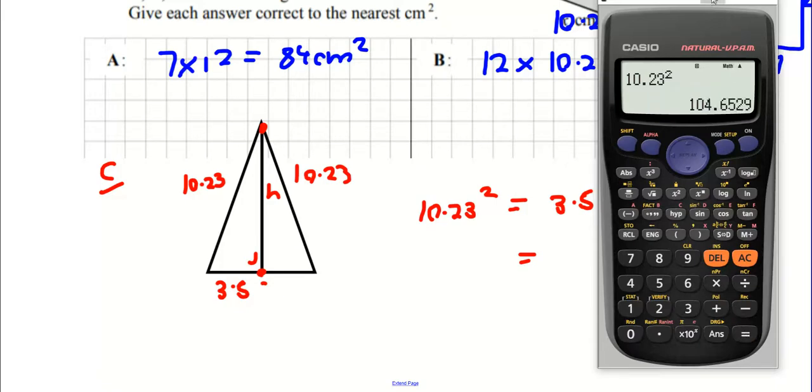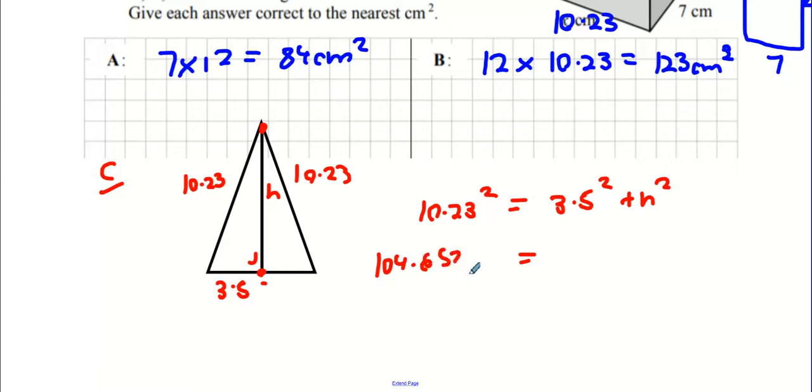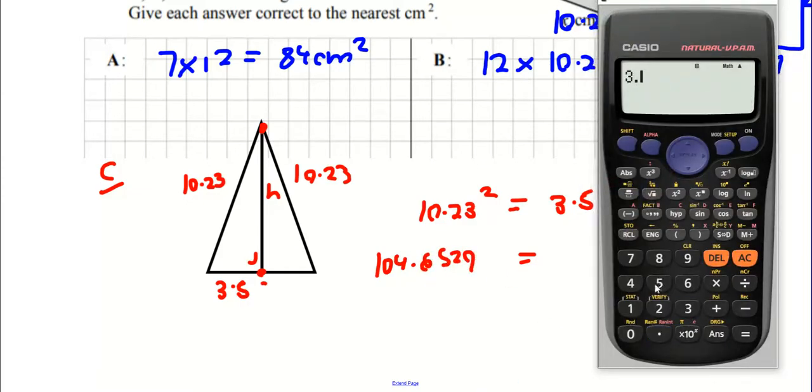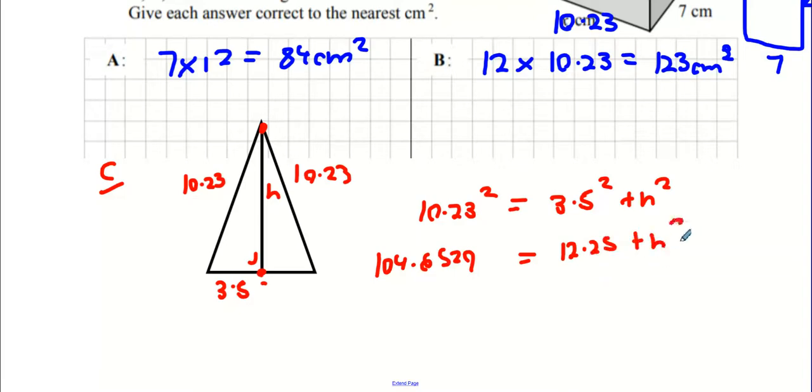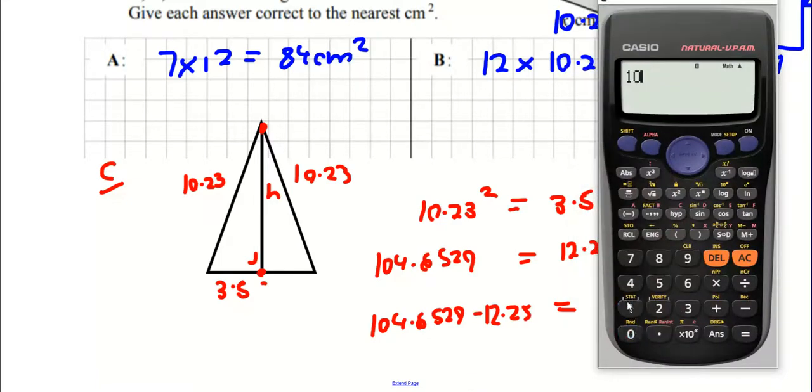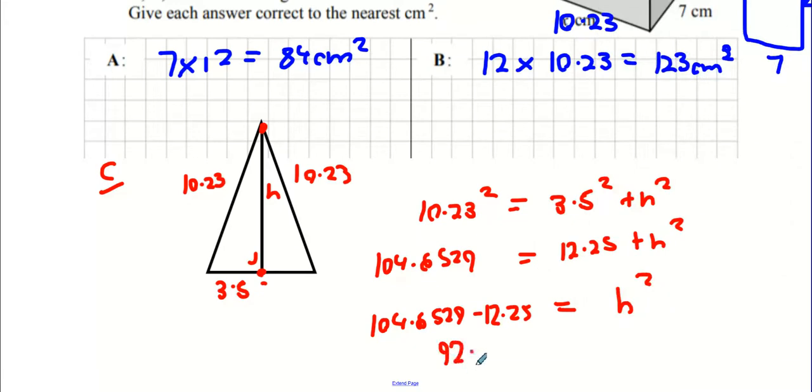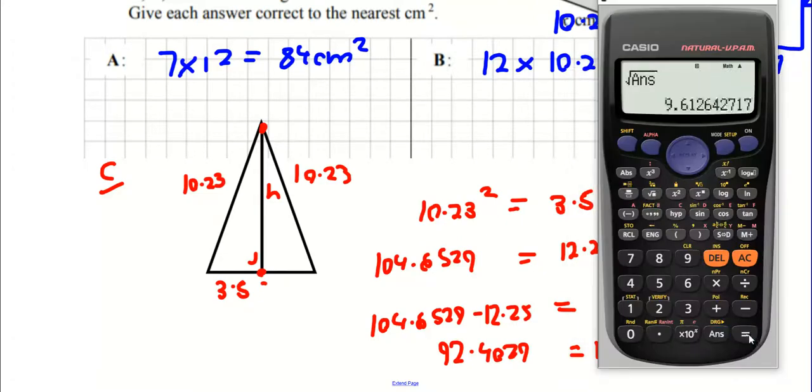10.23 squared is 104.6529. 3.5 squared is 12.25. Okay, bring the 12.25 over the other side and take it away. This is one of the harder ones we've done in recent weeks. 104.6529 minus 12.25 gives 92.4929, equals height squared. Square root that. Root your answer. And we get 9.6126.